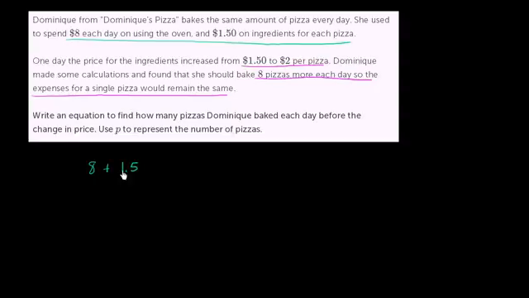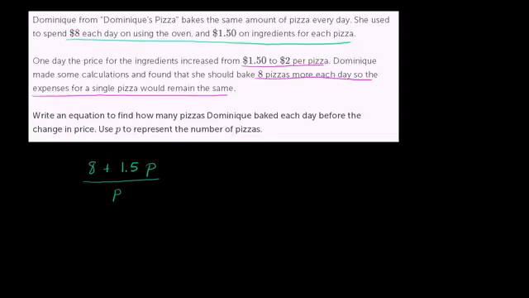So $1.50 times the number of pizzas. This would be her total cost on all the pizzas in that day. It's the oven cost plus the ingredients cost. So if you wanted this on a per pizza basis, you would just divide by the number of pizzas.